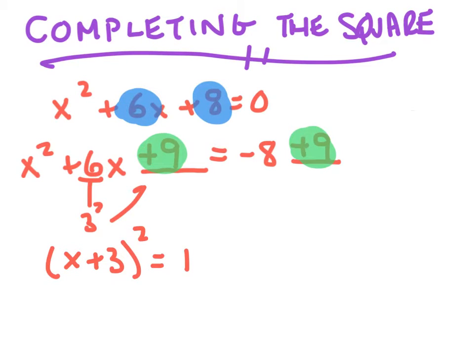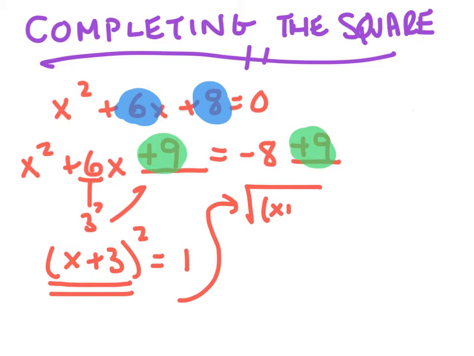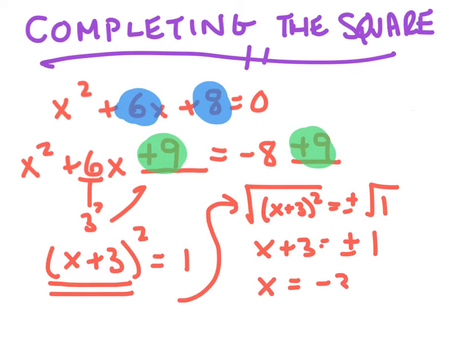And now, do you see how, because it's in this format, I can continue the solving process? So I could take the square root of both sides. This is x plus 3 squared equals plus or minus the square root of 1. X plus 3 equals plus or minus 1. And x equals negative 3 plus or minus 1. So our two answers would be negative 4 and negative 2 would be the solutions to this problem.